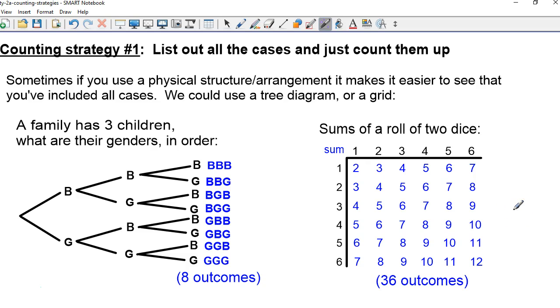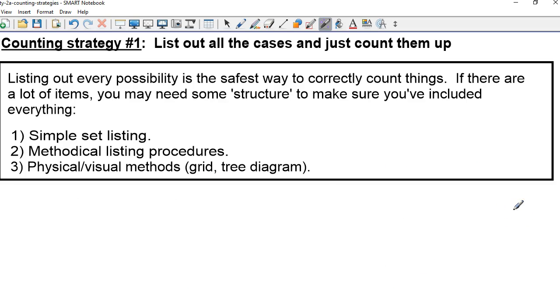Okay, so just to summarize strategy number 1, it's to list out all the cases and count them up. We could either just do a simple set listing, or we could use a methodical procedure of some kind, or we could use some sort of physical diagram.